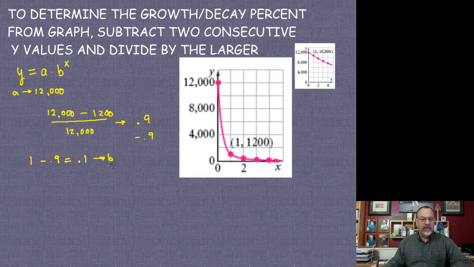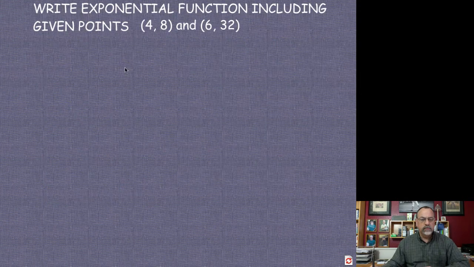value is 0.1. So I now have my a value, I have my b value, so I simply substitute it into the exponential equation. So I have y equals 12,000 times 0.1 to the x power. This is the algebraic model that represents this graphical model of this exponential decay.